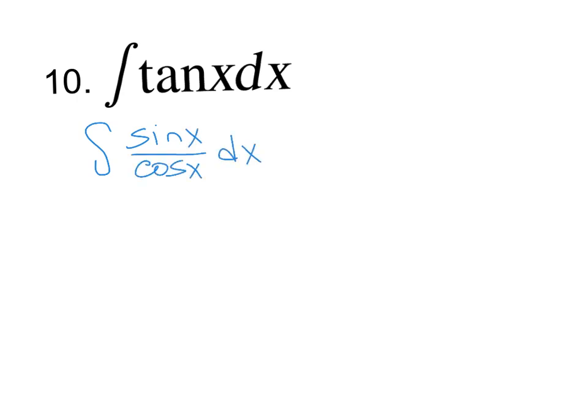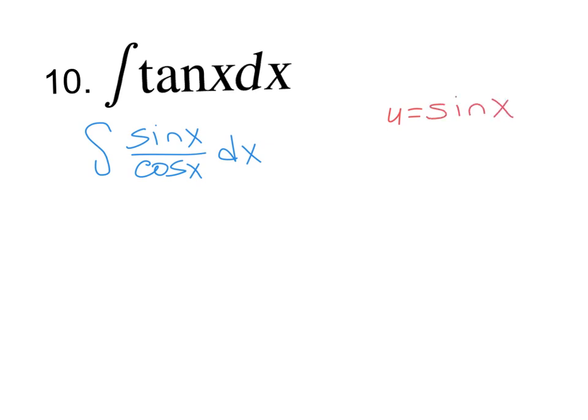Now, here's the thing. The derivative of sine is cosine. The derivative of cosine is negative sine. So, is your u going to be the top or the bottom? So try it out, see if you can figure it out. I'm going to show you the wrong one first, all right? So this is not going to work out. So I'm going to show you why it doesn't work.